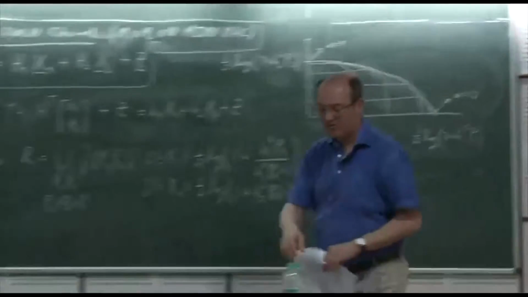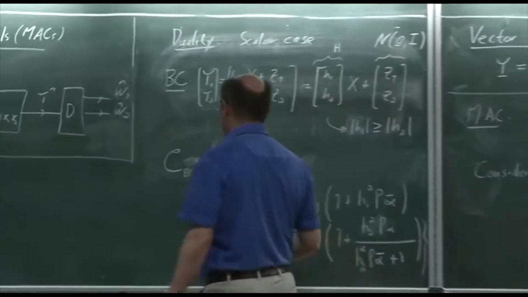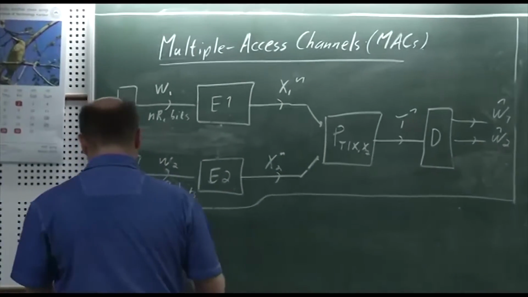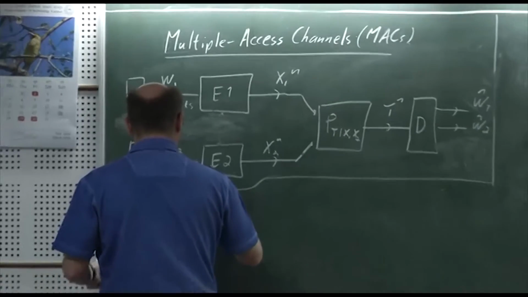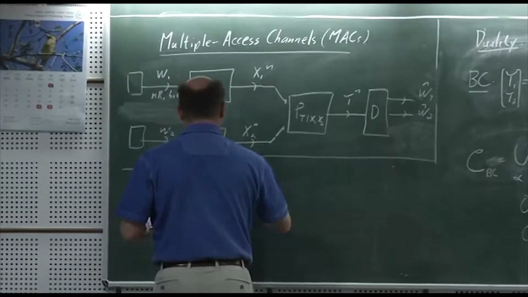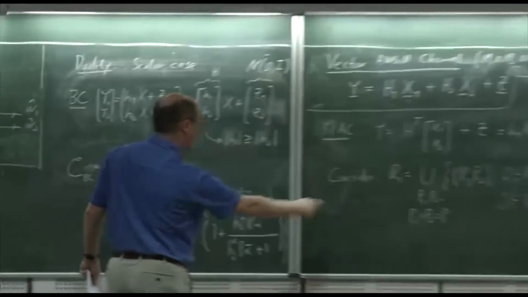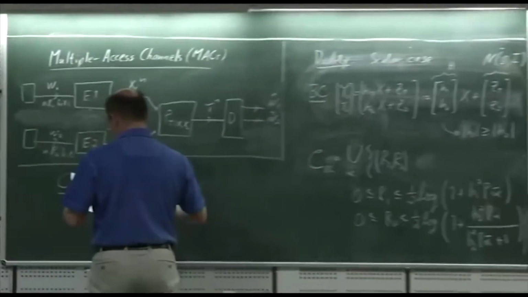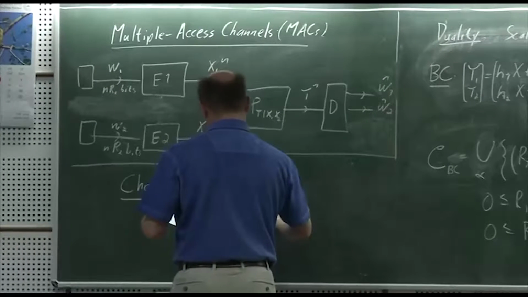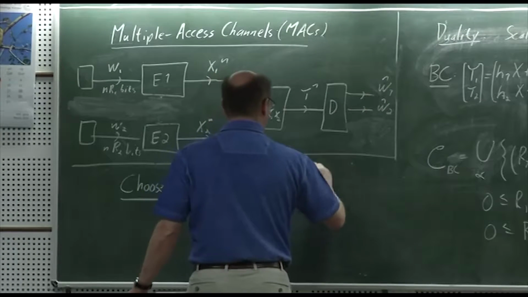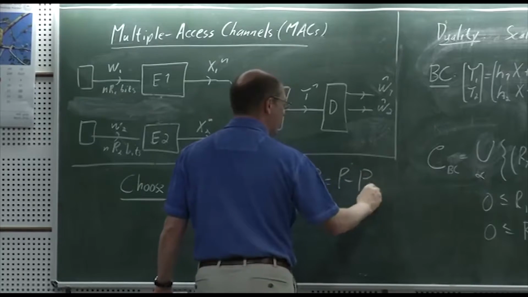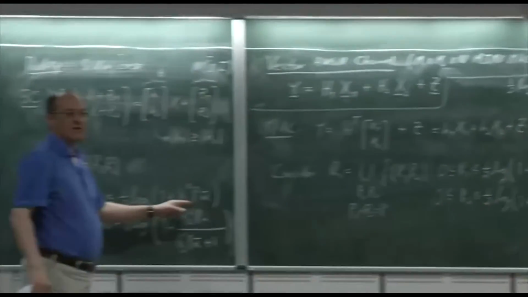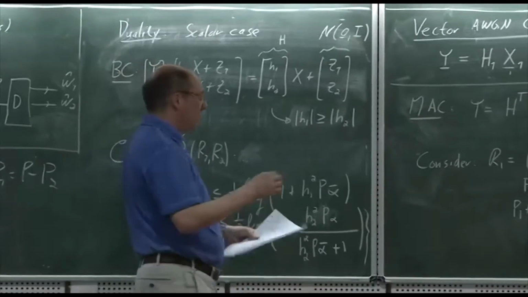And indeed that is true, and the choice that we can make is the following. I'll just write it out. You can indeed find such powers. We'll choose P2, well, it's quite easy: P2 is P alpha divided by alpha bar P H2 squared plus 1. And P1 is just P minus P2. If you plug that in, you'll see this just becomes exactly this rate here. And that's it, right?